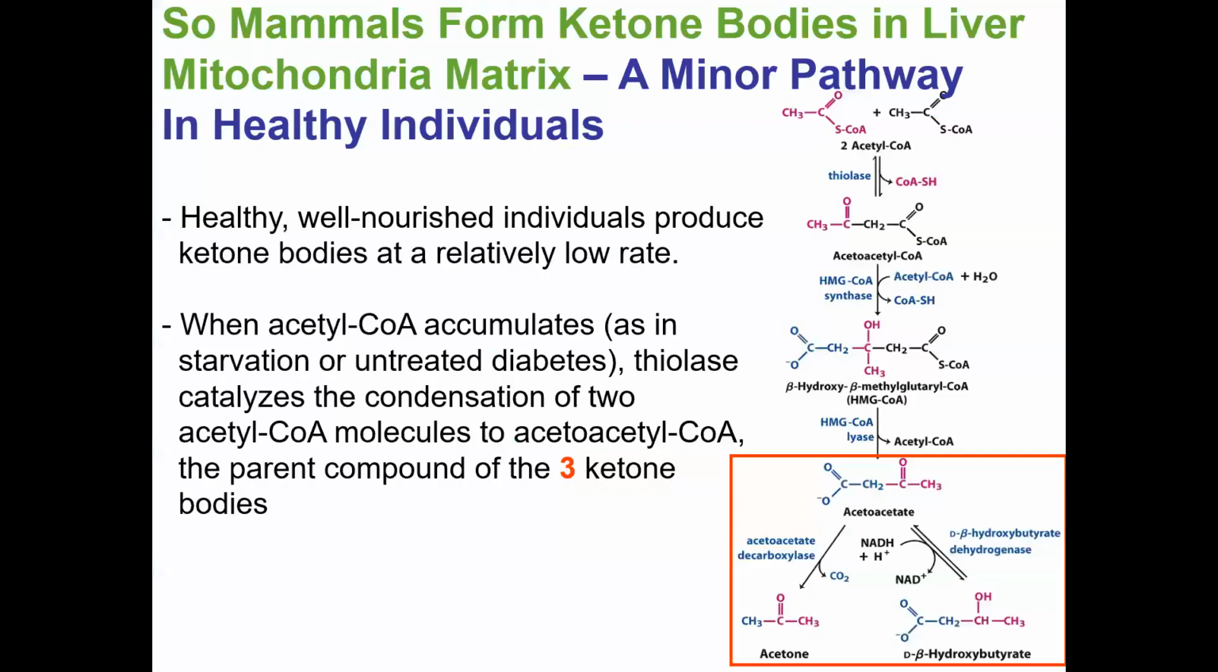That's how those very, very long chain fatty acids can be further metabolized. But let's look at ketone bodies. What happens? Okay, so your liver's mitochondrial matrix will produce ketone bodies if you are not able to utilize the normal metabolic pathway.